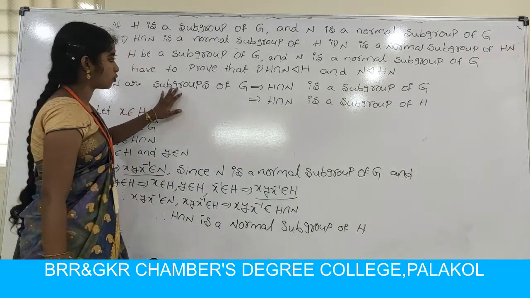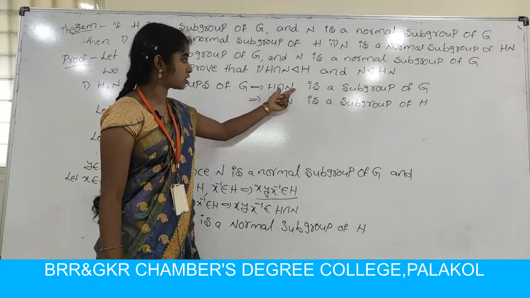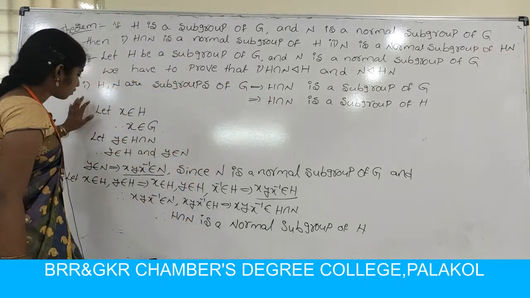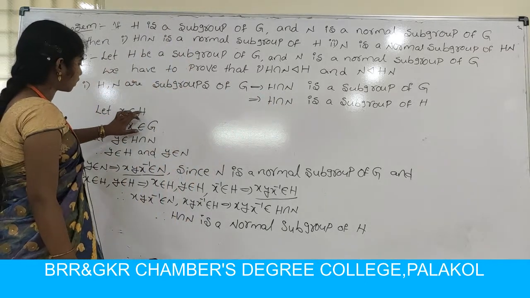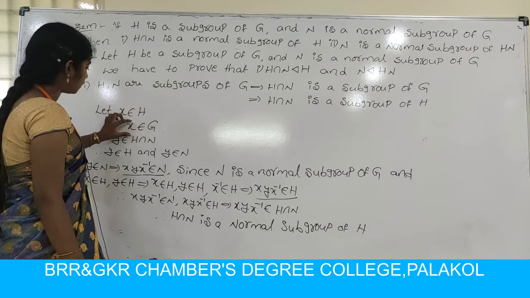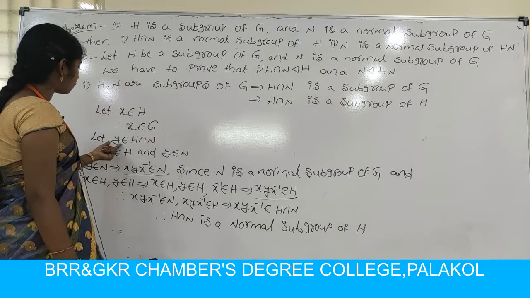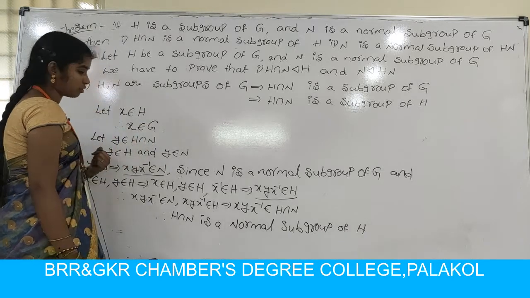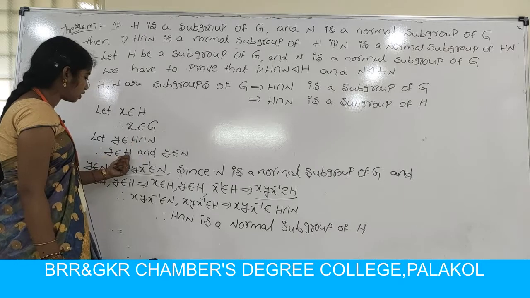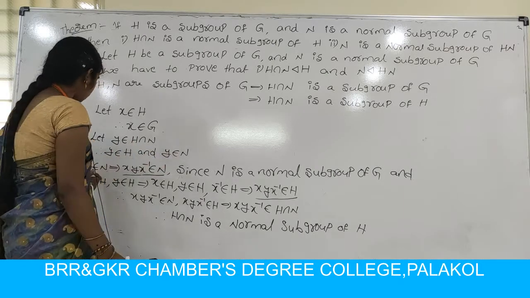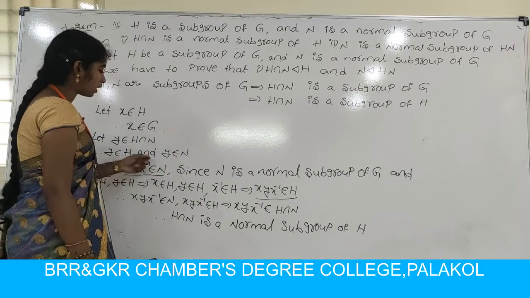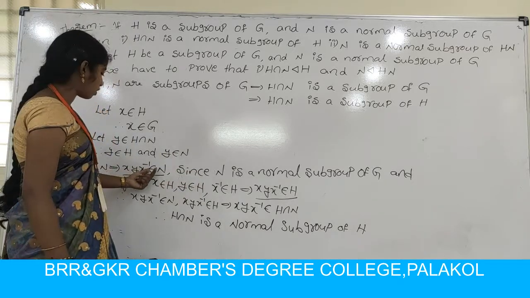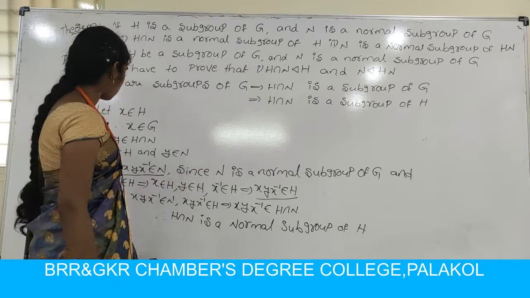So H and N are subgroups of Z. So it can be written that H intersection N is a subgroup of Z, and H intersection N is a subgroup of H. So consider an element X belongs to H, and H is a subset of Z, so that means X belongs to Z. Let Y belong to H intersection N. So the common element of H and N is Y, so Y belongs to H and Y belongs to N. Already you know that N is a normal subgroup of Z. So Y belongs to N can be written as XY X inverse belongs to N, so N is a normal subgroup of Z.